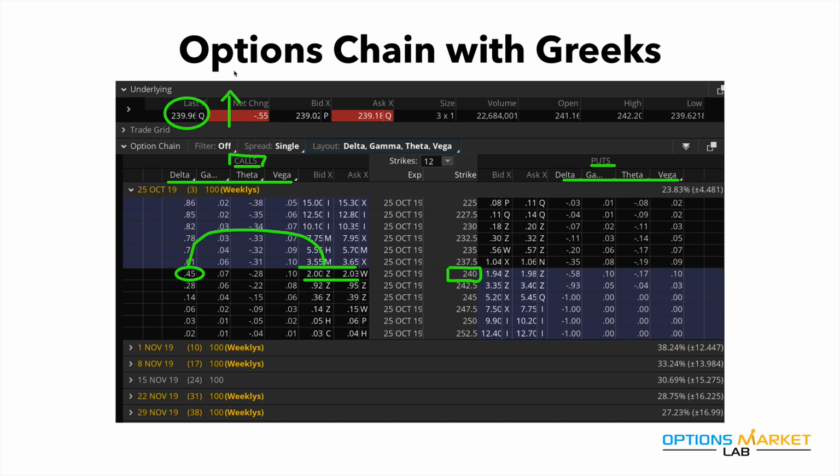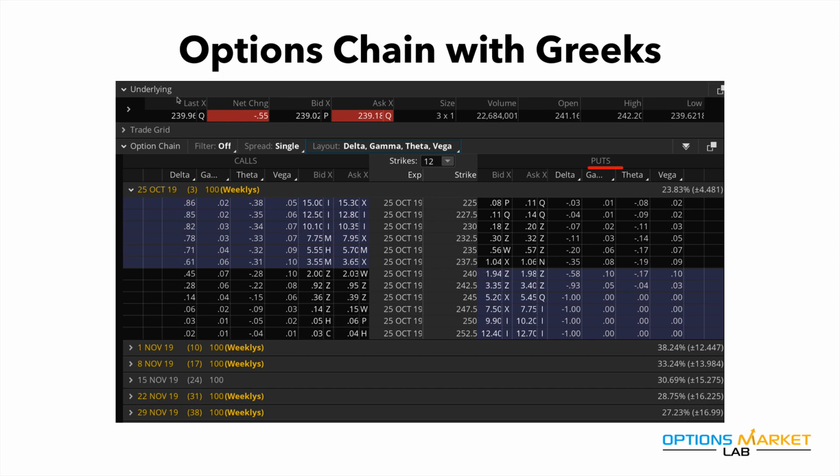For another $1 move up, we will add another 45 cents plus the gamma. So that will be 90 cents plus another 7 cents on top of that 90 cents onto our premium. Now that's how delta and gamma are calculated on the call side. If you focus on the right side now for puts and 240 strike price.